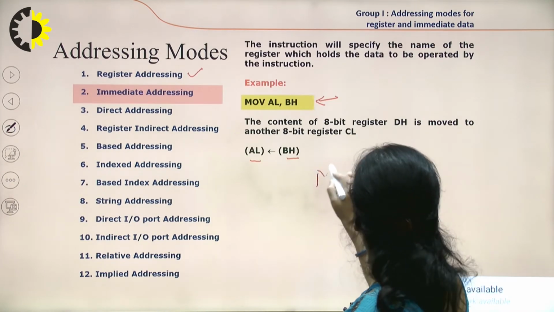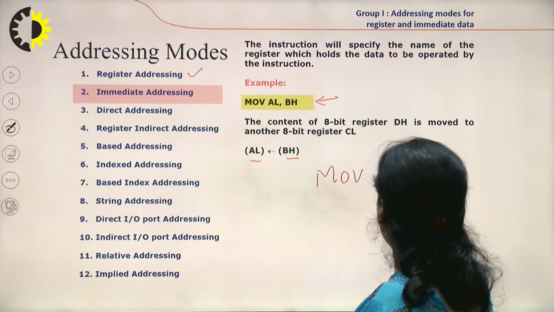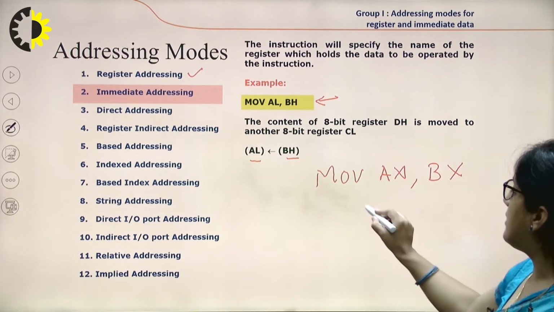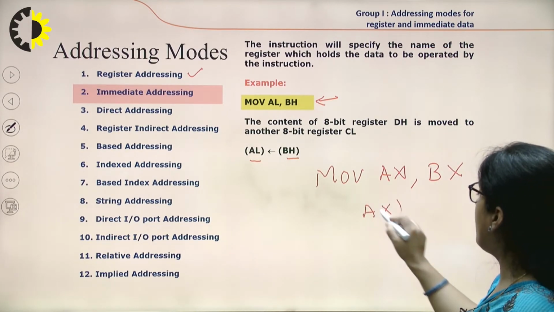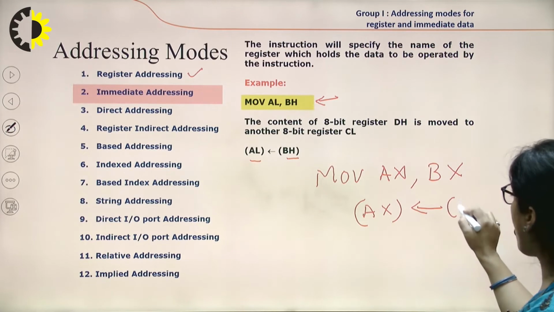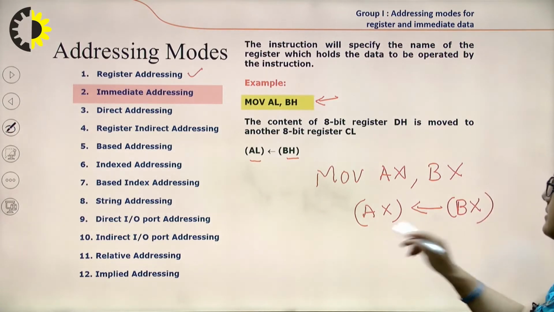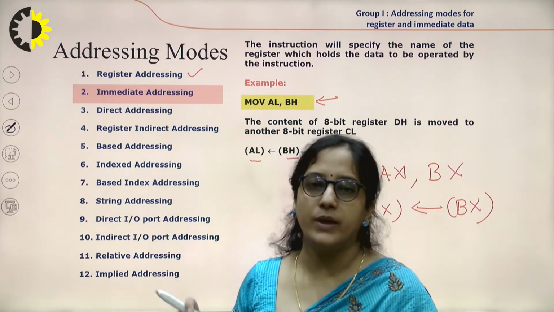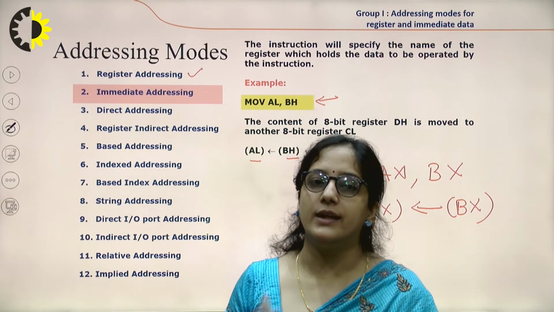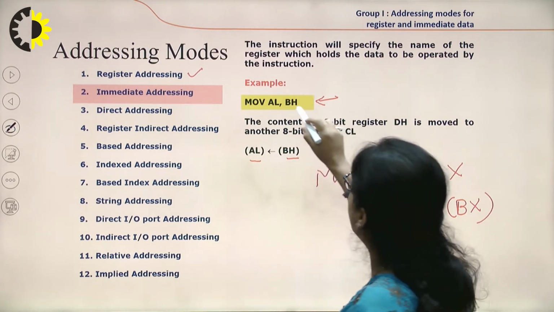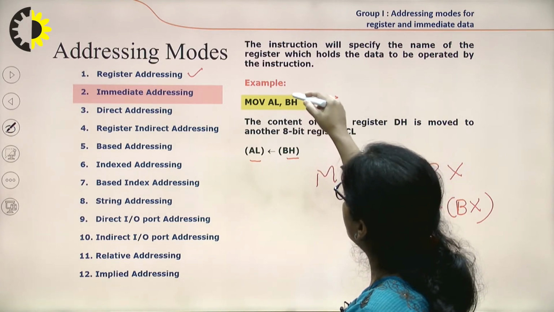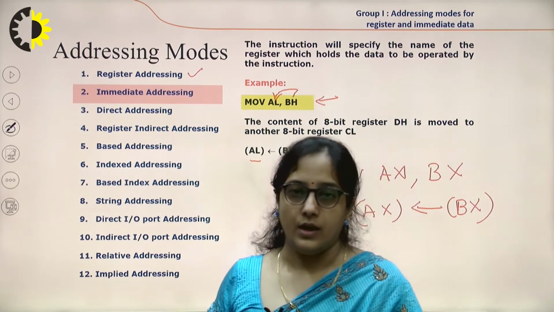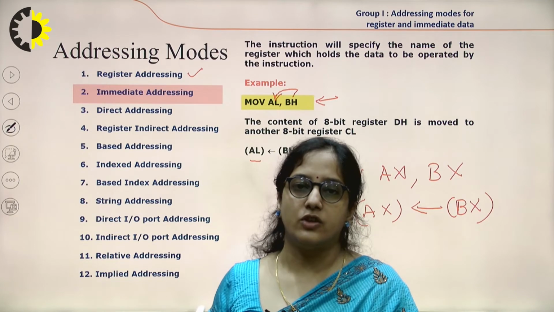Suppose we want MOV AX, BX. In this case, the content of the BX register gets copied into the AX register. We are not specifying the content in the instruction. Whatever the data in the BX register, that data gets stored in the AX register. In case of MOV AL, BH, the content of BH will be stored in AL, whatever the data is. We are not specifying in the instruction what that data is.